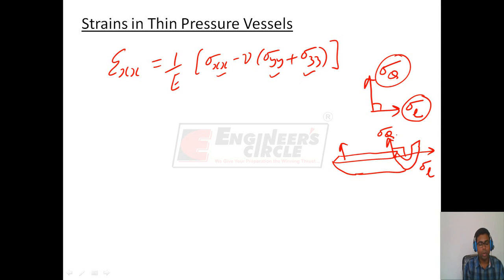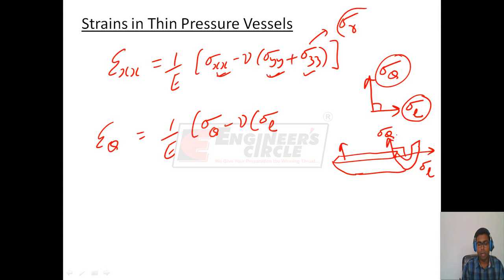So we replace epsilon xx by epsilon theta. So we have to write here sigma theta minus mu and sigma y, which is perpendicular to x, by sigma L. Sigma z can be the radial stress sigma r, but we are assuming that radial stress is negligible. Therefore we can write 0 in place of radial stress for thin pressure vessels. Therefore we get hoop strain or circumferential strain as 1 upon E into sigma theta minus mu sigma L.